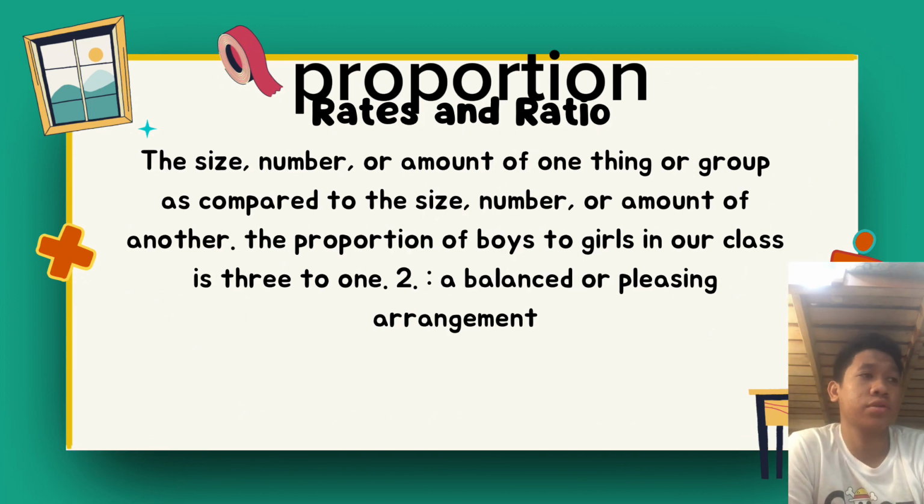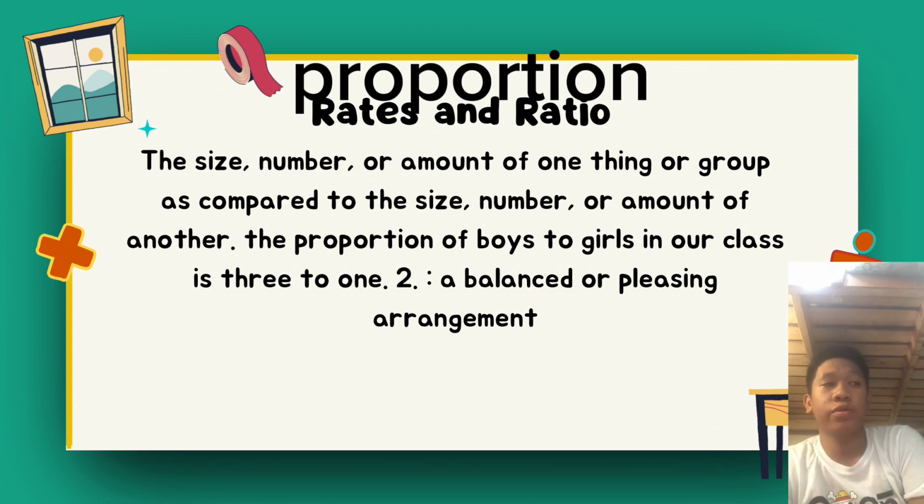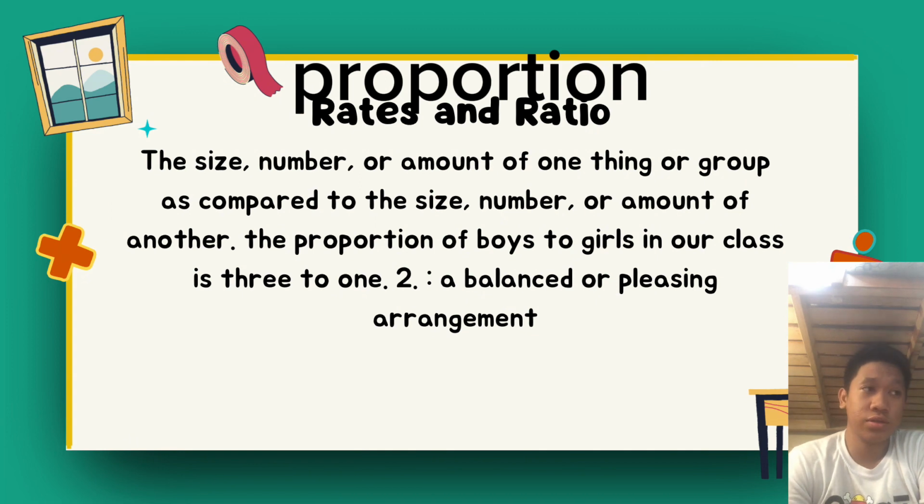What is proportion? The size, number, or amount of one thing or group as compared to the size, number, or amount of another. For example, let's say the proportion of boys to girls in our class is 3:1. So, a balanced or pleasing arrangement. Just like my example on rates and ratio, where there are 12 boys and 4 girls in that common room, the ratio of that room is balanced.